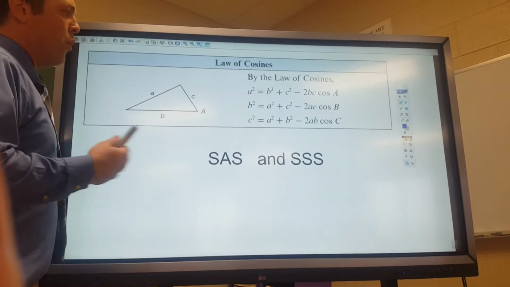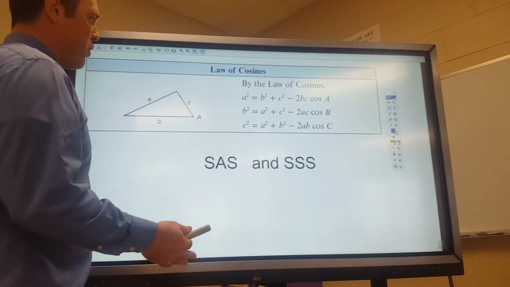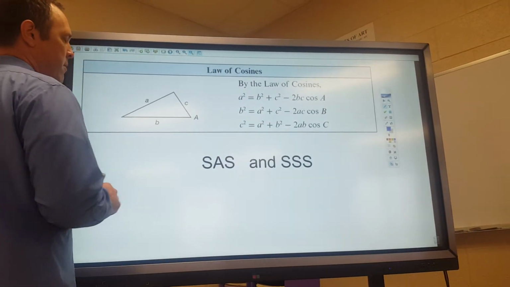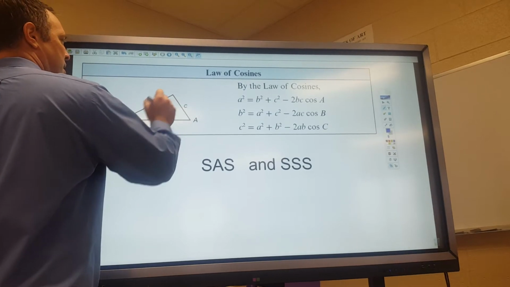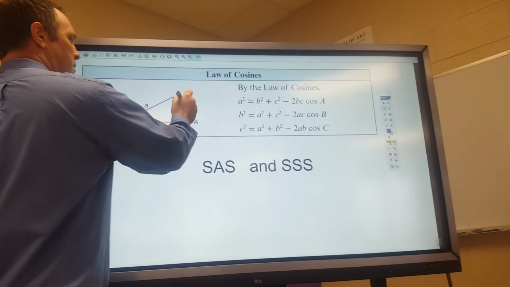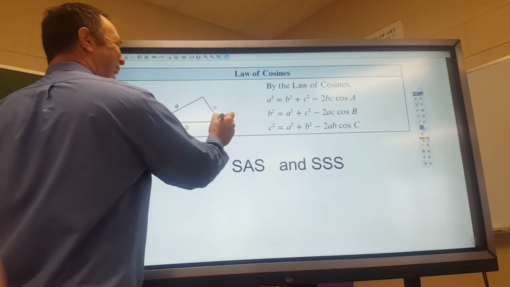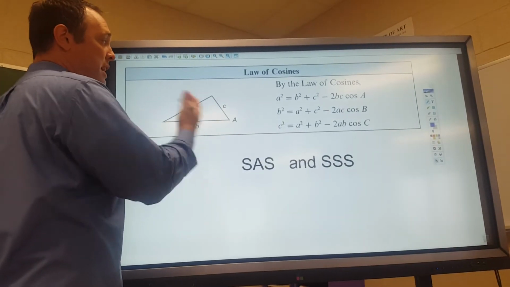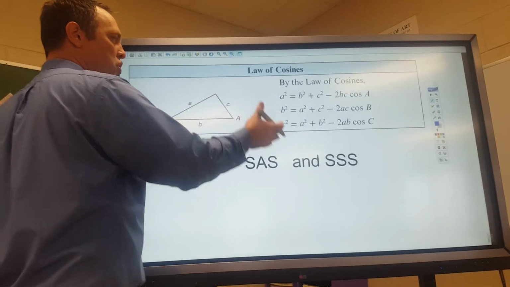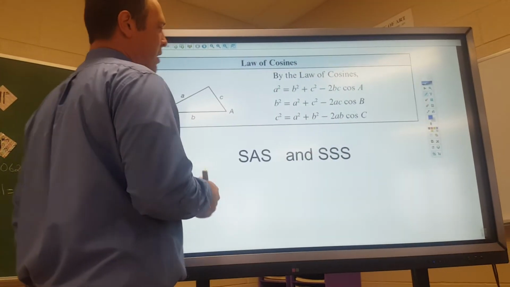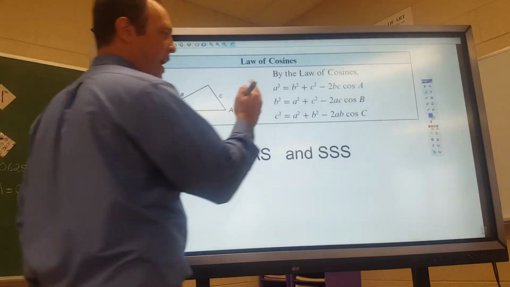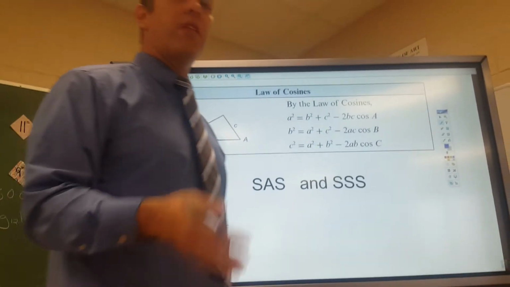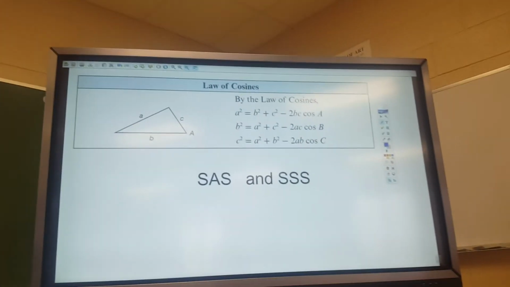Now, what you want to identify: I can use the law of cosines when I have side-angle-side. If they give me side C and side B, and the angle in between, the included angle that makes up those two sides, I can solve the triangle by law of cosines. I also can solve it if I have three sides. If they give me three side values, I can also solve the other parts of the triangle. And that's what we're going to do today.